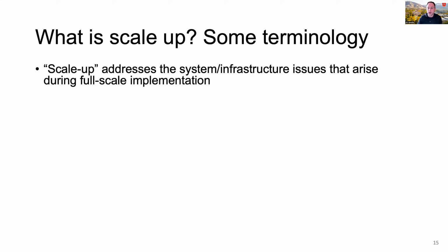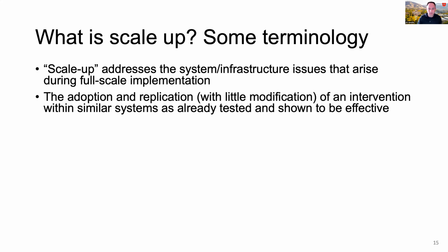This really starts to think about, if this were to be done on a really large, wide scale implementation, what are the system and infrastructure issues that may arise? So adoption and replication of the intervention within similar systems, that is where it's already been tested and shown to be effective, is the definition of scale up. And in most situations, this is done with little modification, but I think we're understanding that modification, adaptation really is more the norm than it is the exception. So I put that in parentheses to demonstrate that.